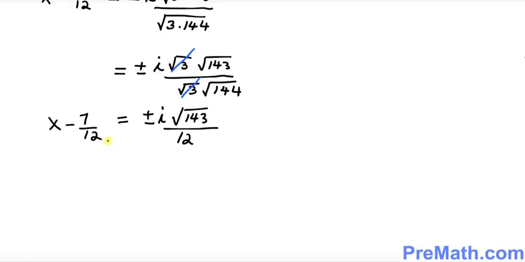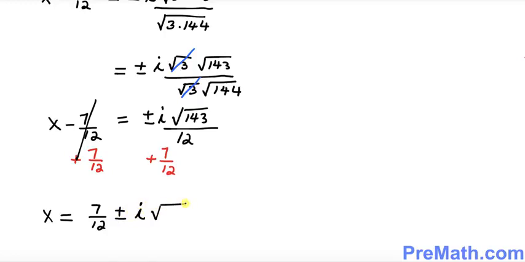So what we're going to do is add 7 over 12. I want to get rid of this thing, so I want to move it, and I want you to add 7 over 12 on this side. So what happened? This is gone. So what we got? x equals 7 over 12 positive or negative i times square root of 143 over 12. This is your solution.